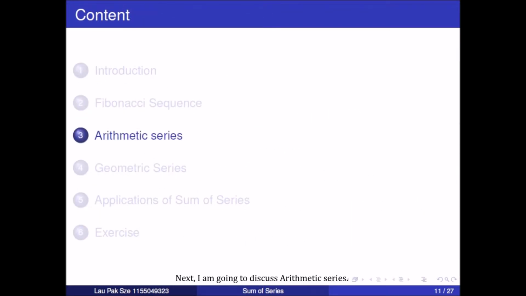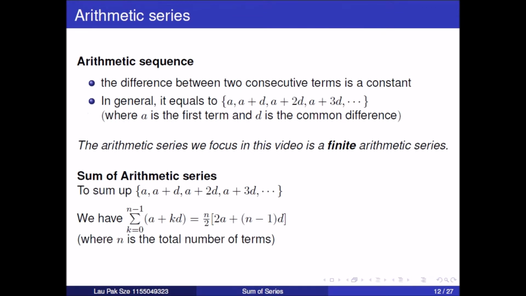Next, I'm going to discuss arithmetic series. In an arithmetic sequence, the difference between two consecutive terms is a constant. In general, it is a, a plus d, a plus 2d, and so on, where a is the first term and d is the common difference. Though we have finite and infinite arithmetic series, in this video, I will only focus on the finite one. For the sum of an arithmetic series, we have the summation of a plus kd from k equals 0 to n minus 1. Then, we get n over 2 times 2a plus n minus 1 d.